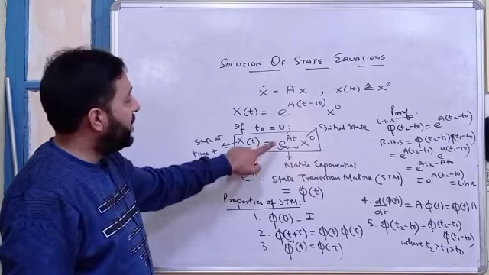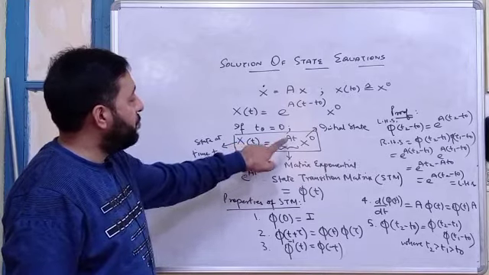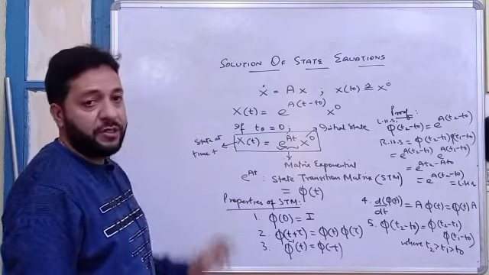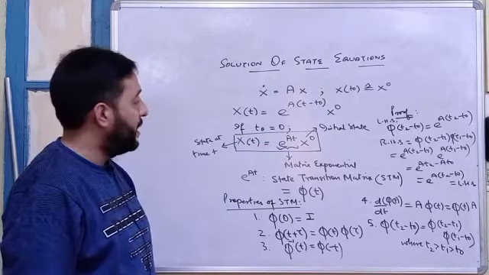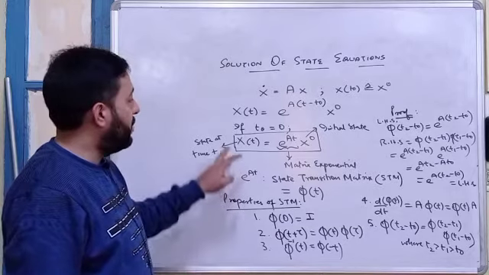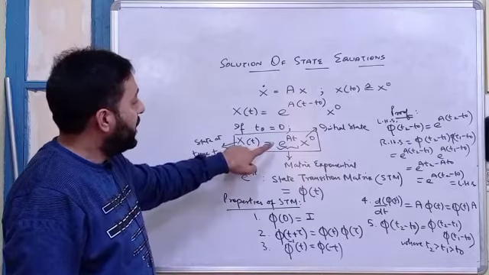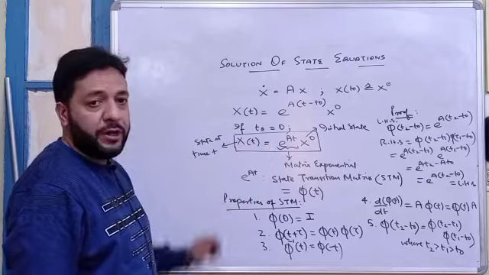Yes, this matrix results in the transition of states from some initial state to a final state. But this problem is still not completely solved, because we do not yet know how to solve e to the power At.